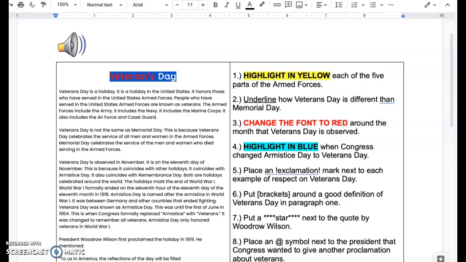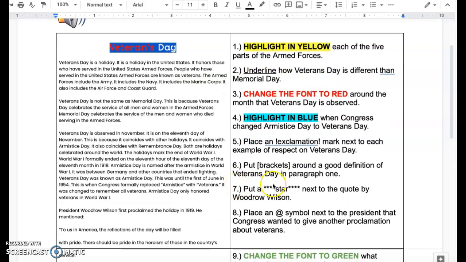Veterans Day activity. This activity is broken up into a table with two columns. The left side, where it says Veterans Day, is the reading. You will read the reading one time. Then when you have finished the reading, you will look to the right side of the table and you are going to follow the 10 directions that are given to you as you read through the Veterans Day activity a second time.